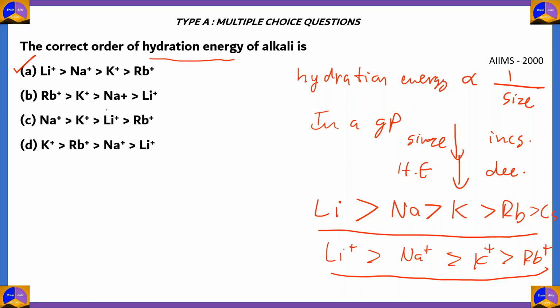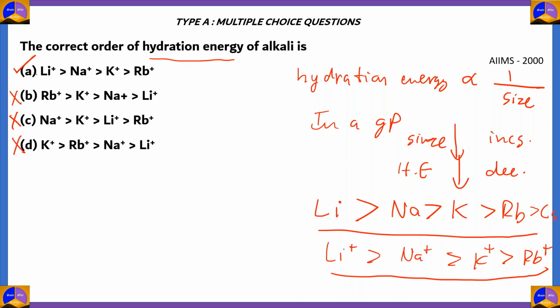Now, if you're looking at the other configurations, option B says that rubidium has the highest. That says that rubidium will have the least size. However, it is down the group, so that is incorrect. Again, sodium is actually bigger than lithium. It has a larger atomic radius, so option C is incorrect. Potassium also has the same problem because it's present lower in the table, so option D is incorrect.